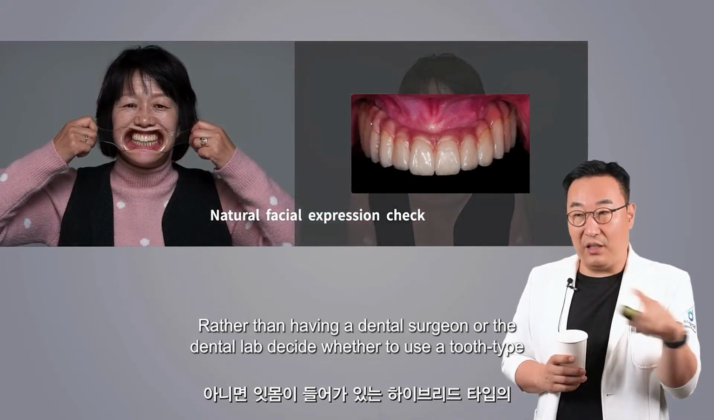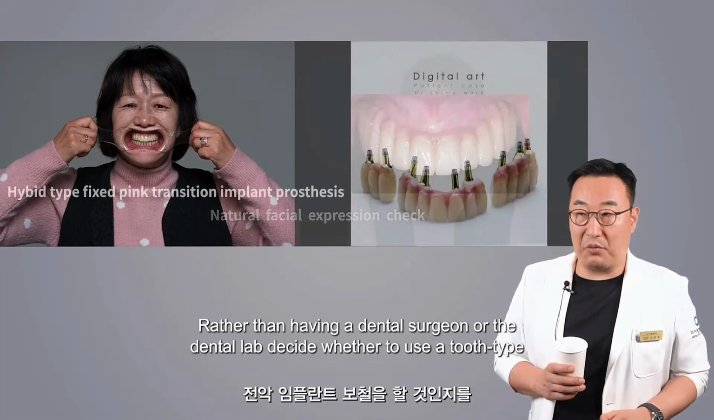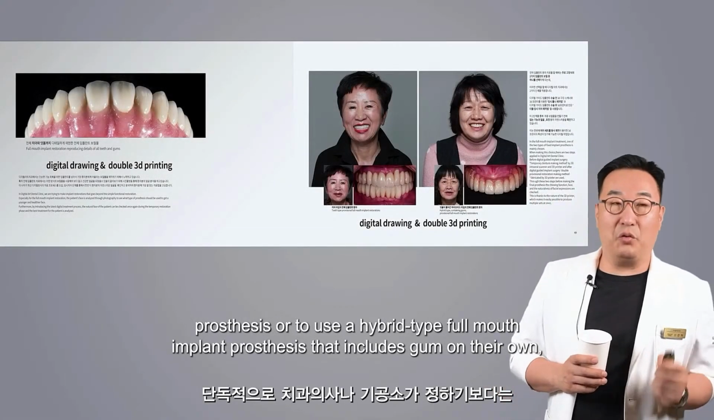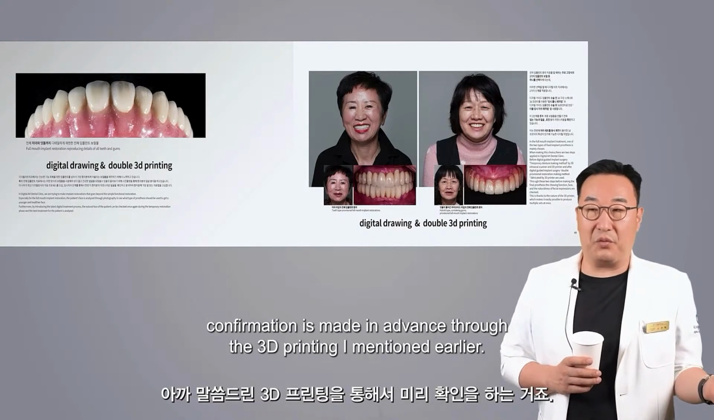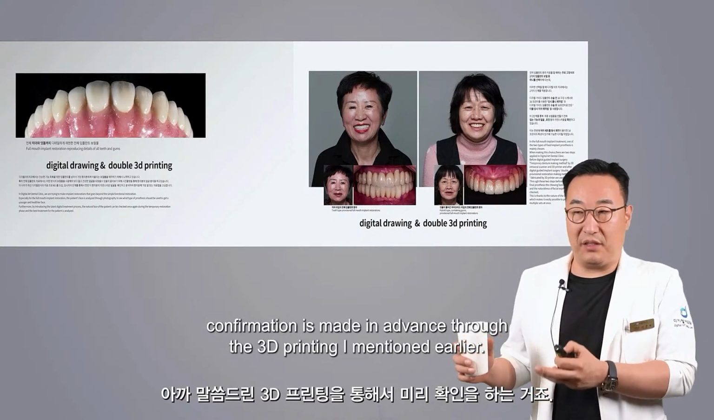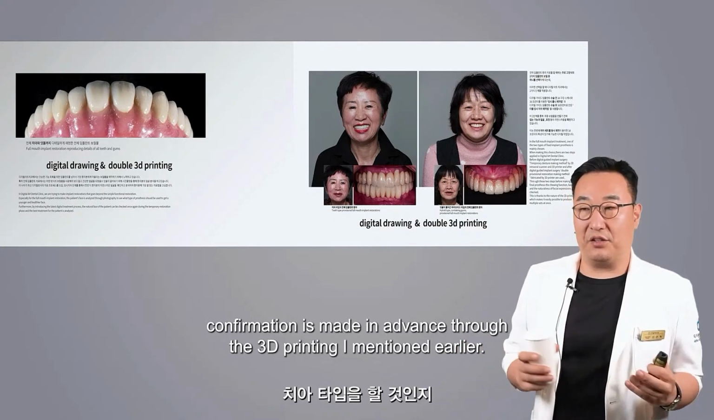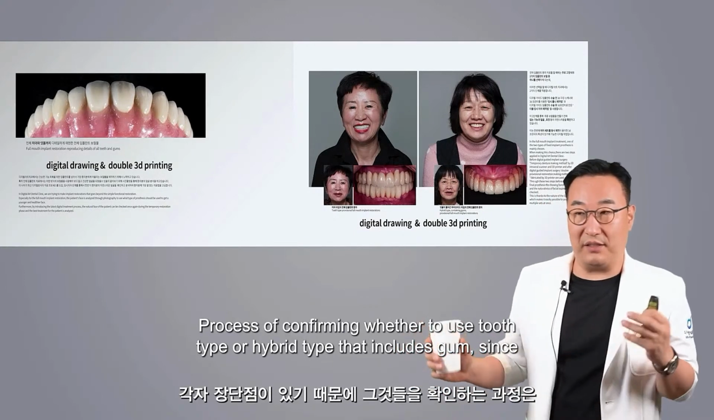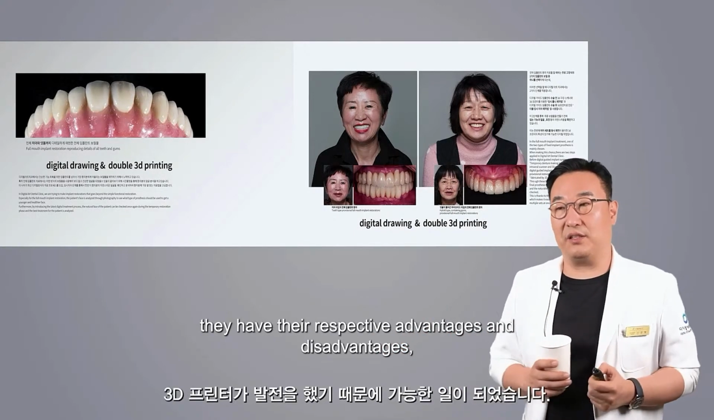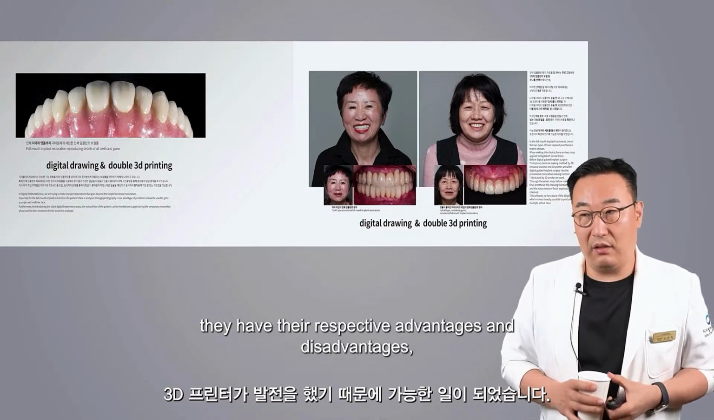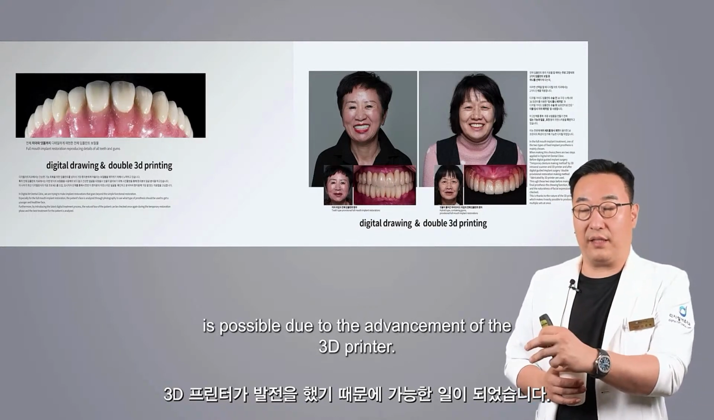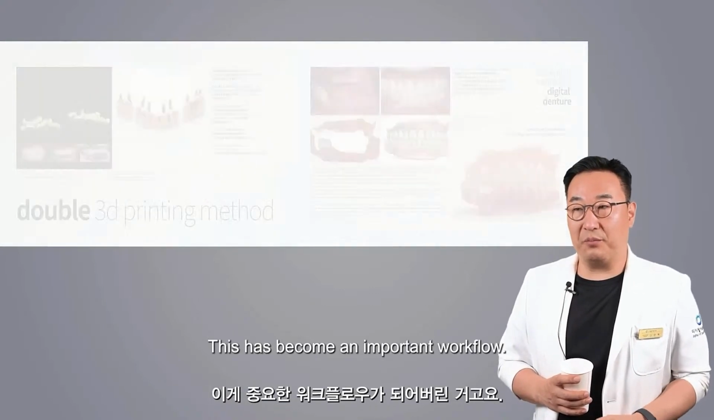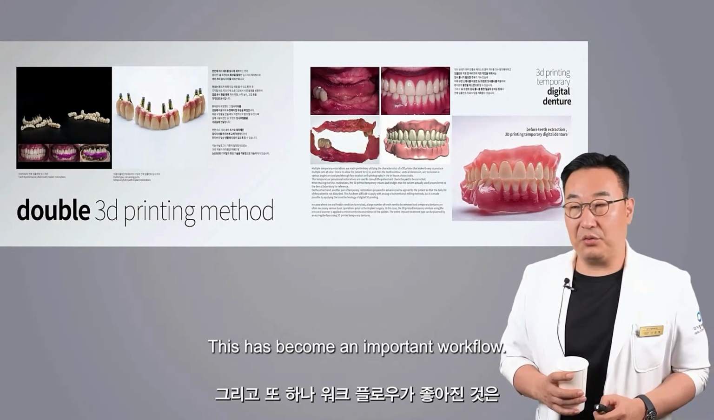Rather than having a dental surgeon or the dental lab decide whether to use a tooth-type prosthesis or a hybrid-type full-mouth implant prosthesis that includes gum on their own, confirmation is made in advance through the 3D printing I mentioned earlier. The process of confirming whether to use tooth-type or hybrid-type that includes gum, since they have their respective advantages and disadvantages, is possible due to the advancement of the 3D printer. This has become an important workflow.